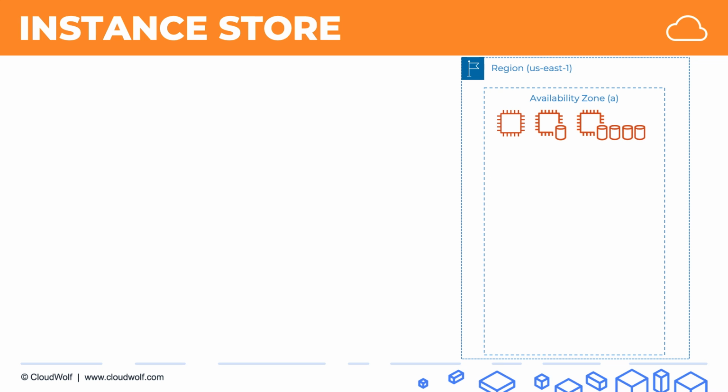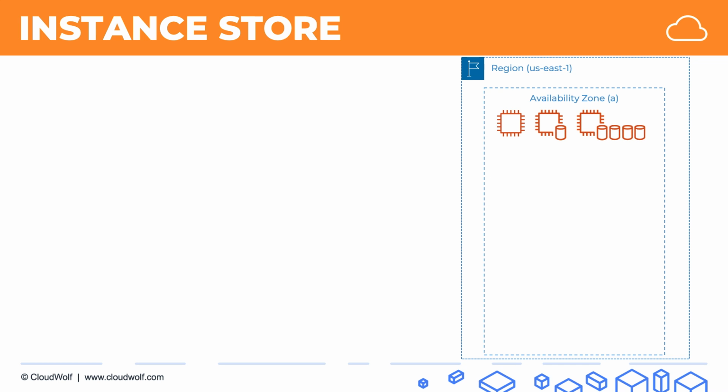Now, something to know about instance store is that it's ephemeral, meaning that it's not persistent, it's temporary storage, and data will be lost if the underlying instance stops, it hibernates, or it terminates. However, rebooting an instance is okay. So not stop-starting, but rebooting is okay, data is preserved, but in all those other situations, the instance data will be lost.